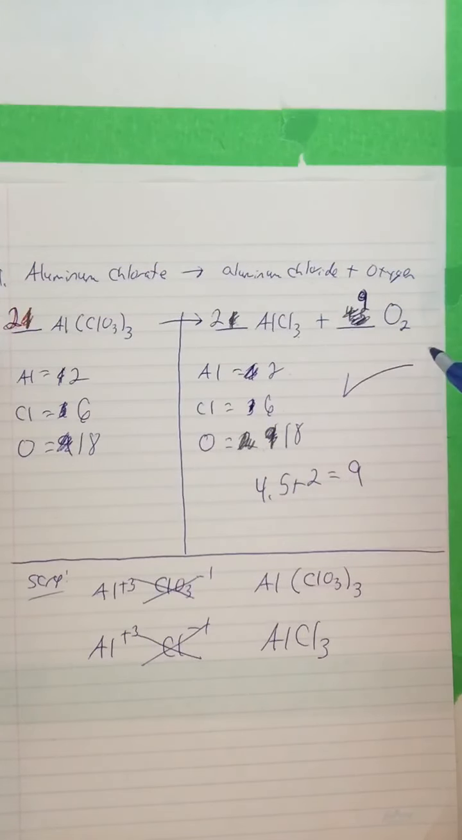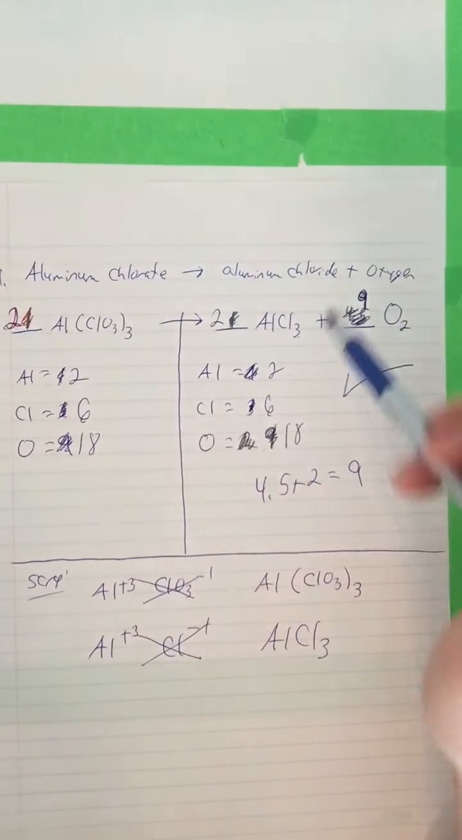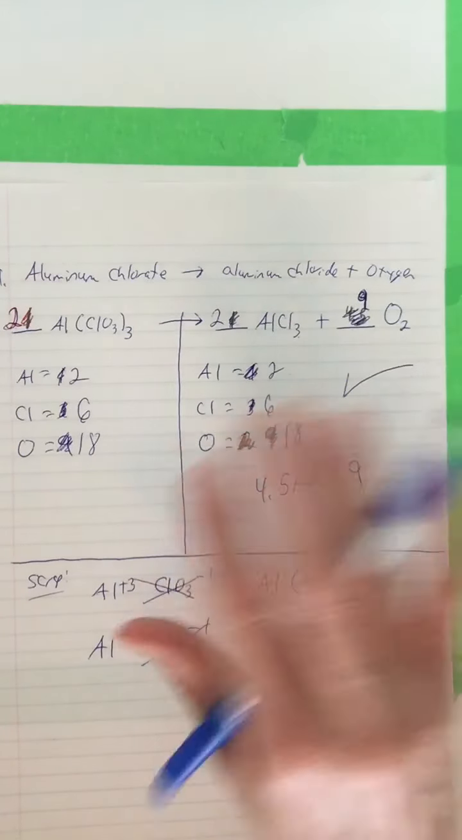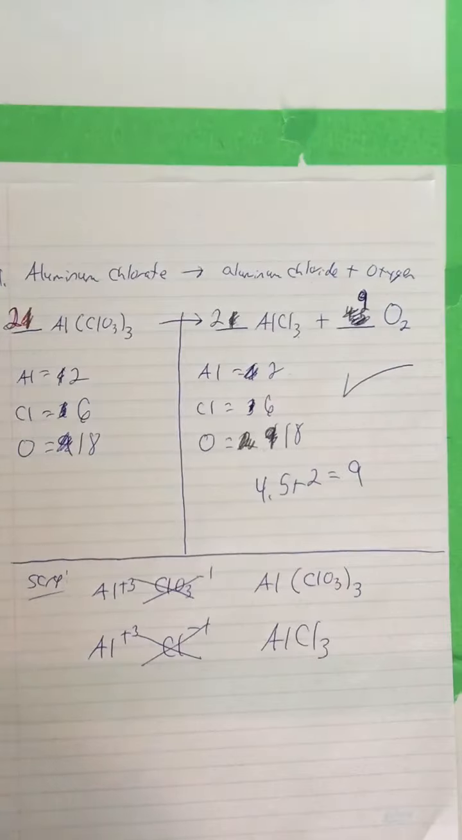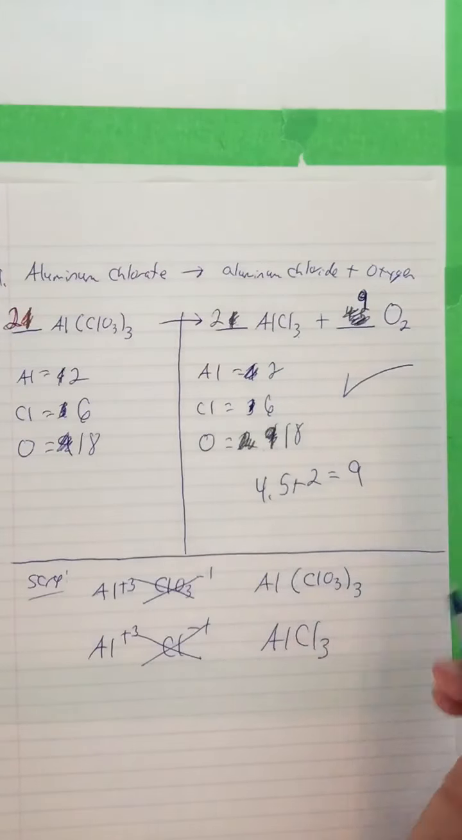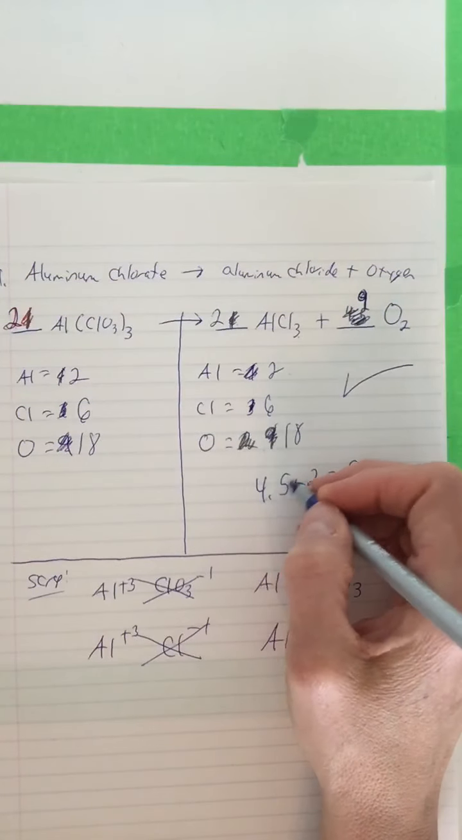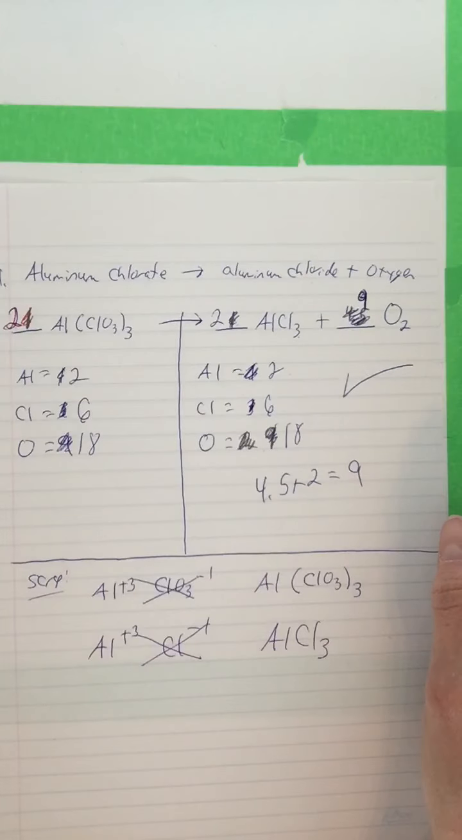So that's another trick on how to balance tough equations. You can put a 0.5 in temporarily and then multiply the whole thing by 2, because 0.5 times 2 will always get you to a whole number. So that's another little trick on number 9.